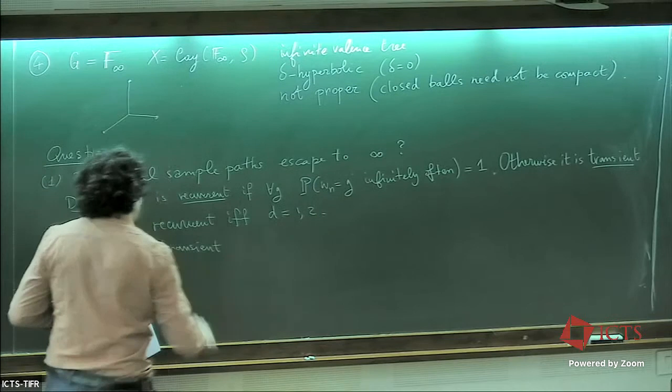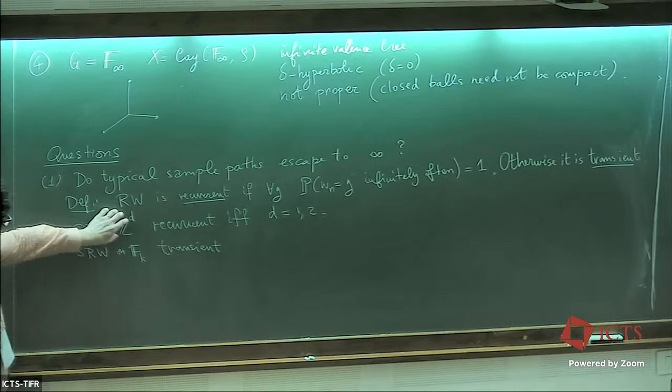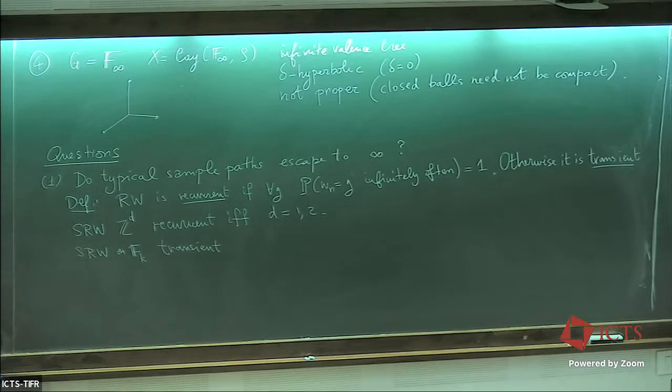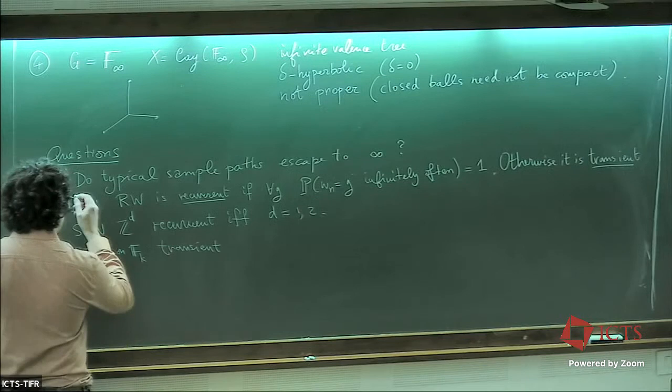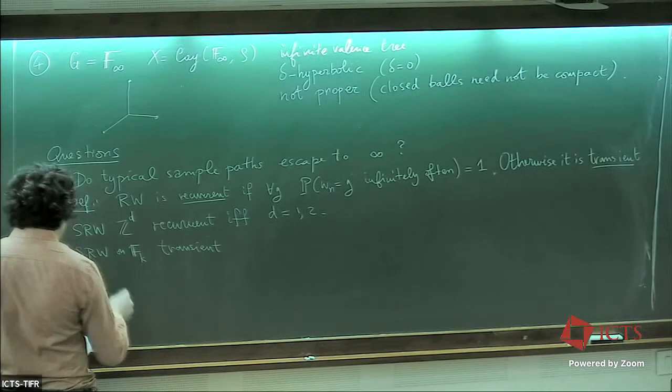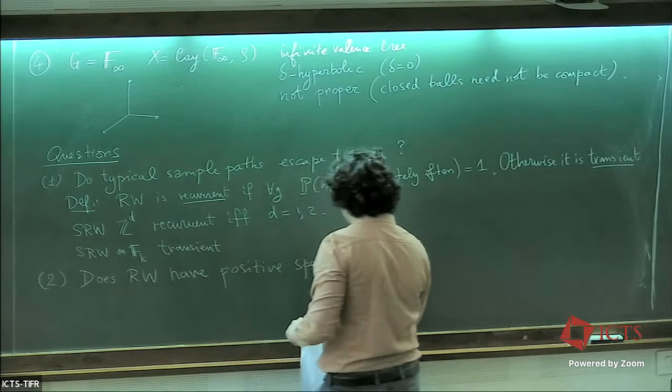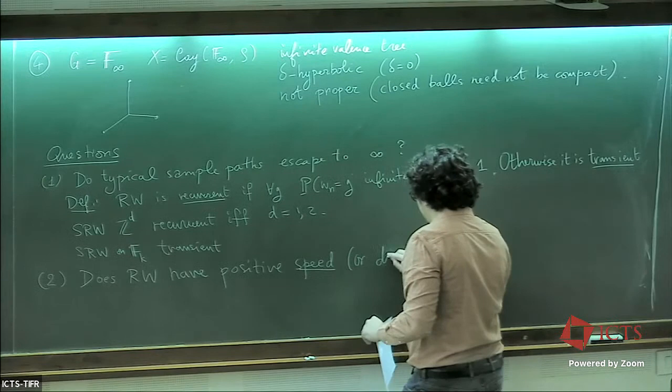However, this is still not distinguishing between the nature of this geometry, which is a flat geometry essentially, so you have a grid, and this geometry, which is a hyperbolic geometry. So hyperbolic geometry has even stronger features. So what is the next type of questions that we can ask? Well, we can ask if the random walk has positive speed. And sometimes we call the speed drift.